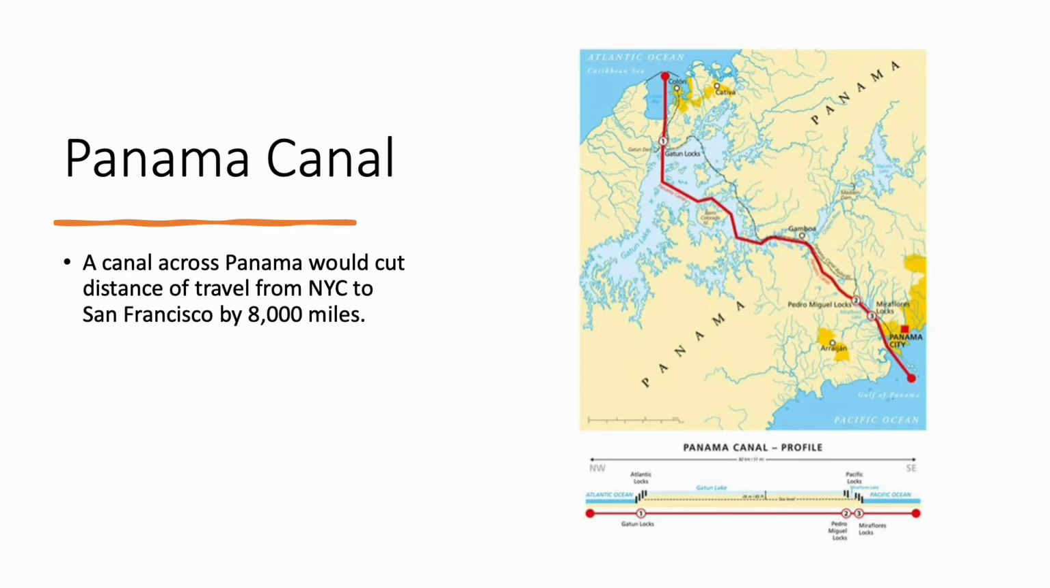And one area that he is very concerned about during his presidency is the area of Panama. And the idea of creating a canal across Panama had been something that was in the works for several years. If a canal was added across Panama, it would cut the distance of travel from New York City to San Francisco by 8,000 miles. So goods that are being shipped across the country could be shipped much quicker, and it would make travel much quicker between the two regions if a canal was created on this portion of Panama that was really the thinnest portion of land in the Western Hemisphere.